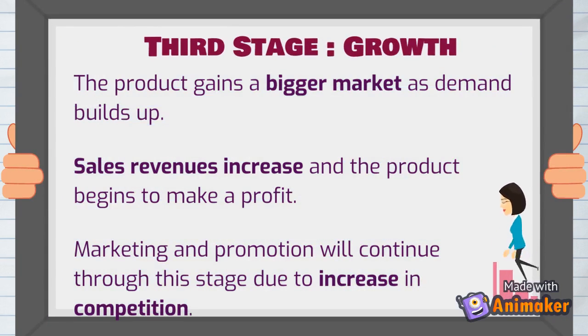The third stage is growth. The product gains a bigger market as demand moves up, sales revenues increase, and the product begins to make a profit. Marketing and promotion will continue through this stage. Competition also increases, and the company may need to reduce prices to remain competitive.